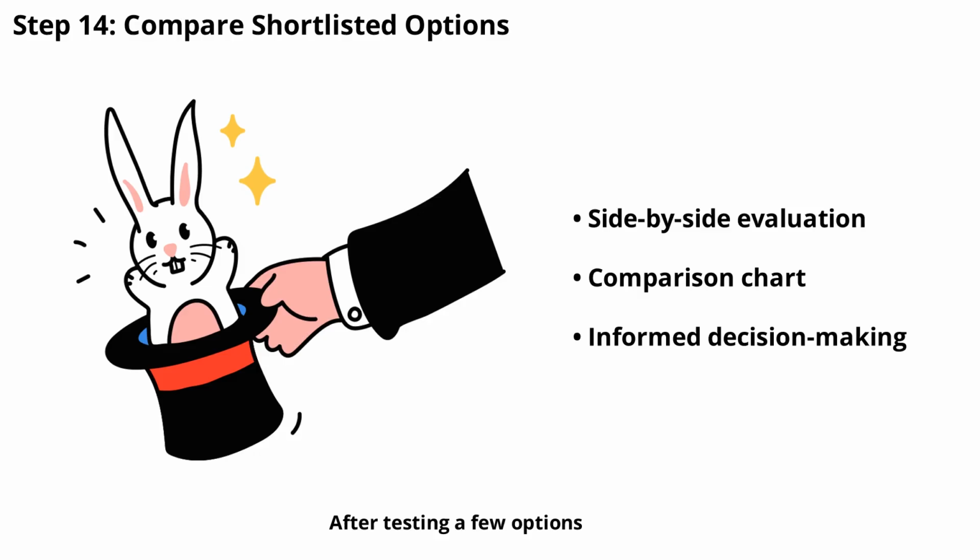After testing a few options, compare your shortlisted invoicing software side by side. Evaluate them based on your checklist: features, pricing, integrations, support, and user experience. Create a comparison chart to visualize the pros and cons of each solution. This structured approach makes it easier to make an informed decision.